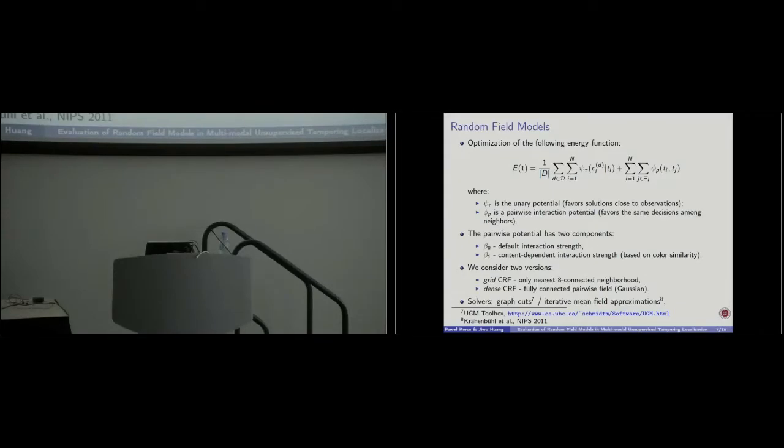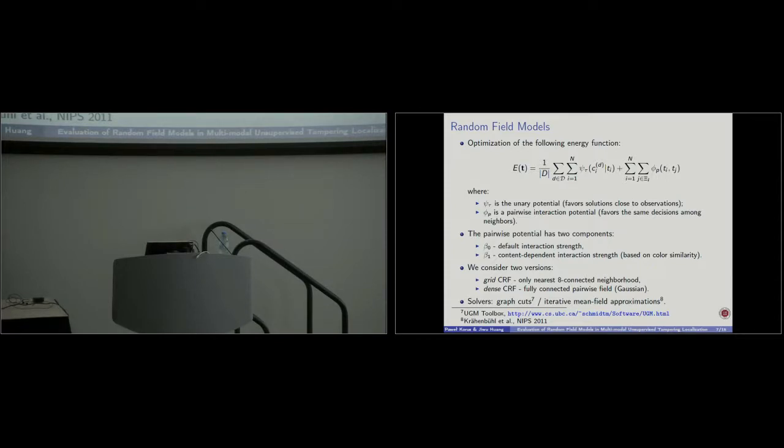So if we have two pixels which are close to each other, but they have a very severe difference in their intensity, then the interactions should be smaller. If they are close and they are similar, then the interactions should be stronger. And I'm considering basically two versions of these methods.